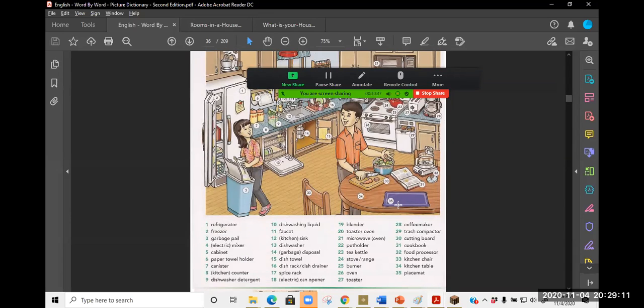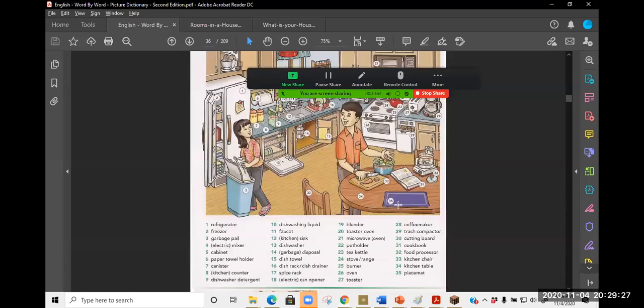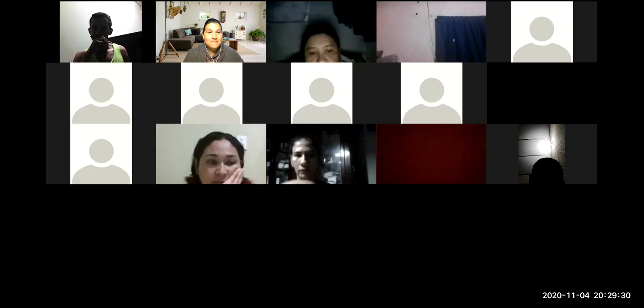Okay? Pero hablando de describir la cocina, ¿cómo es su cocina? Denme una característica de su cocina para poderla describir. How is your kitchen? You have a big kitchen, a small kitchen, an open kitchen, a closed kitchen. ¿Cómo es su cocina? How is your kitchen? A small kitchen. A small kitchen. Okay. A closed kitchen. Okay. What else?